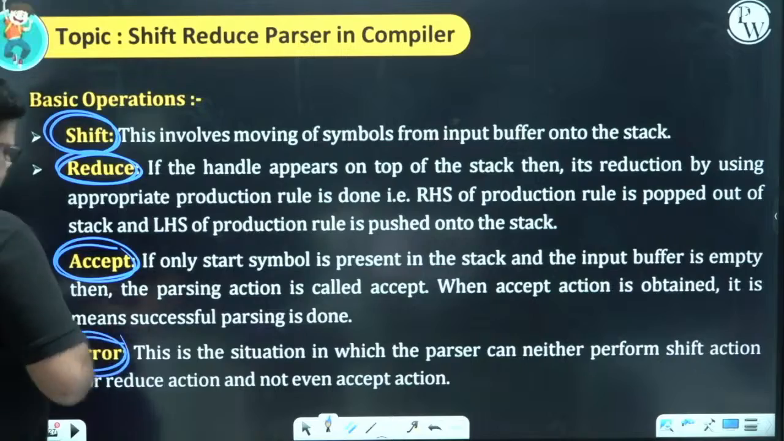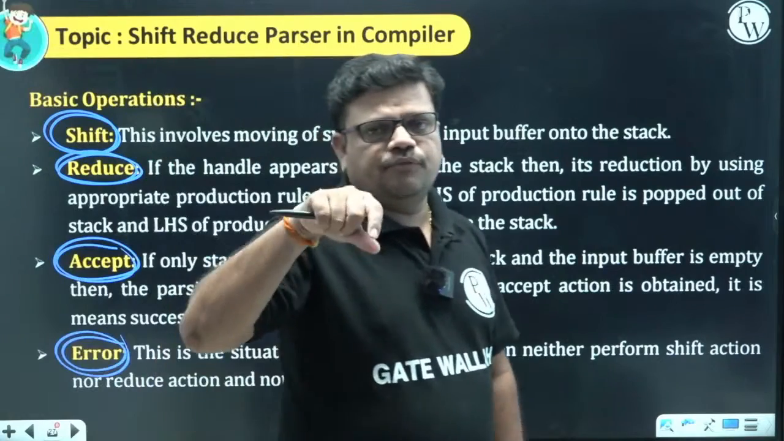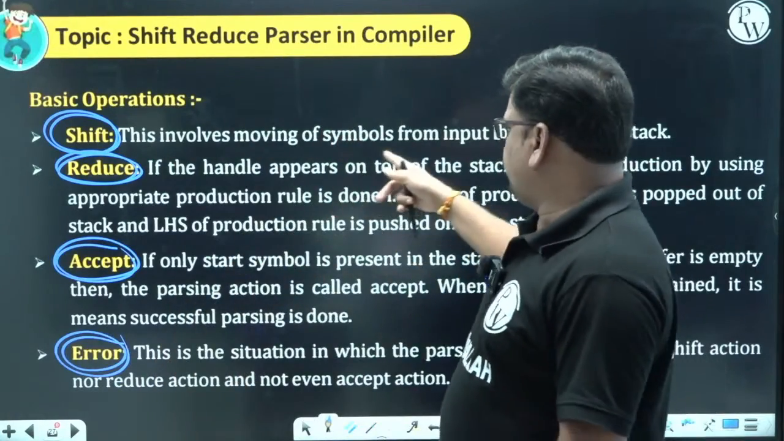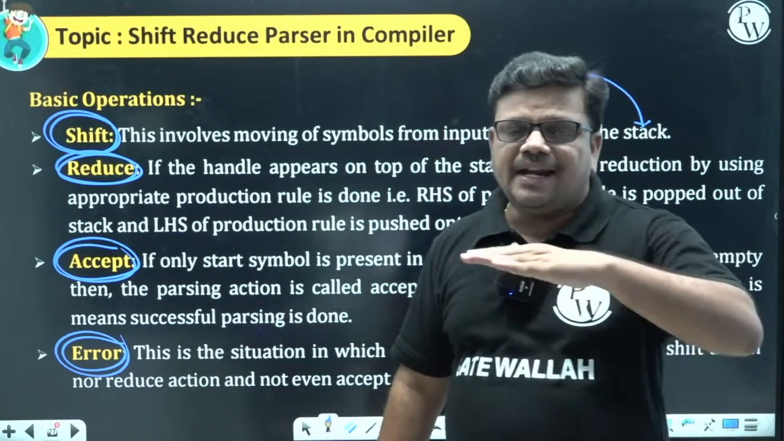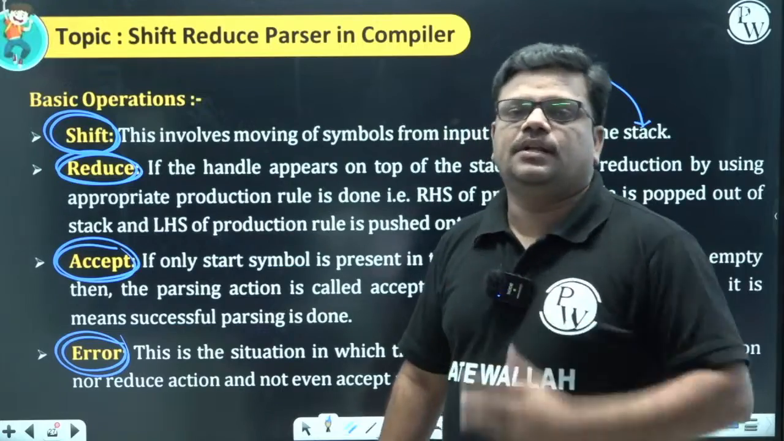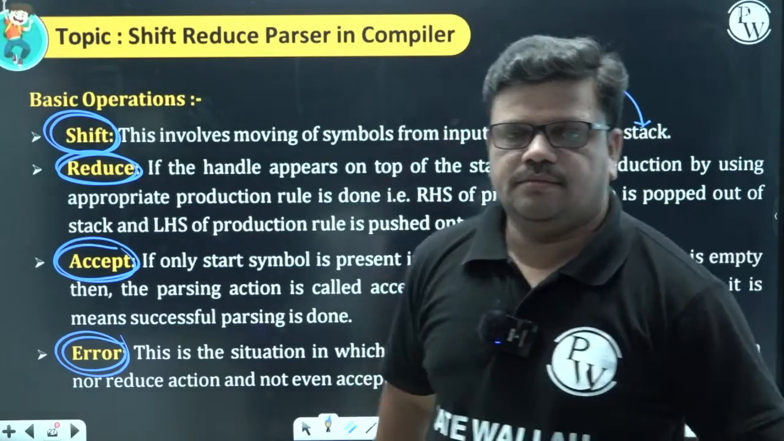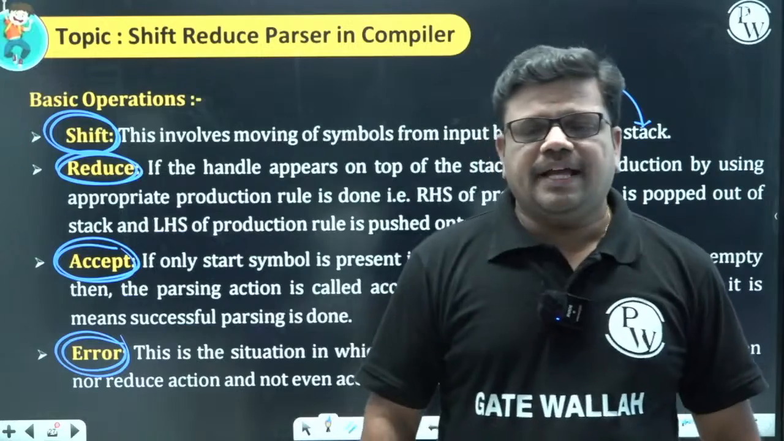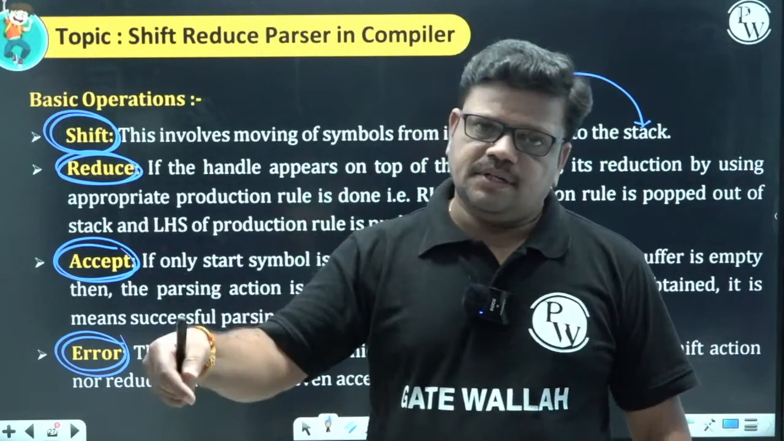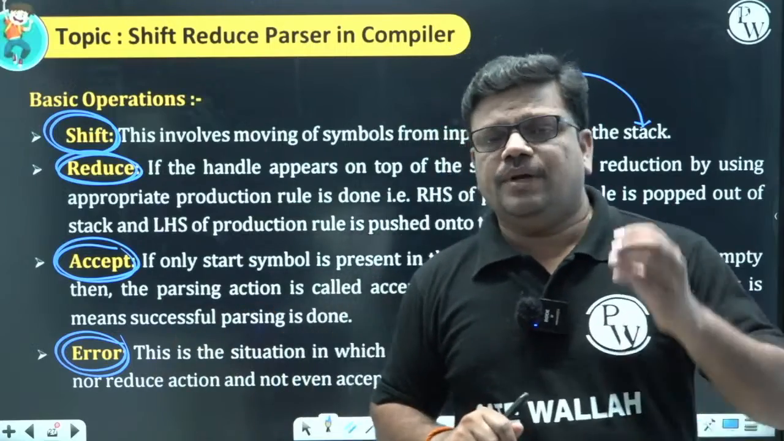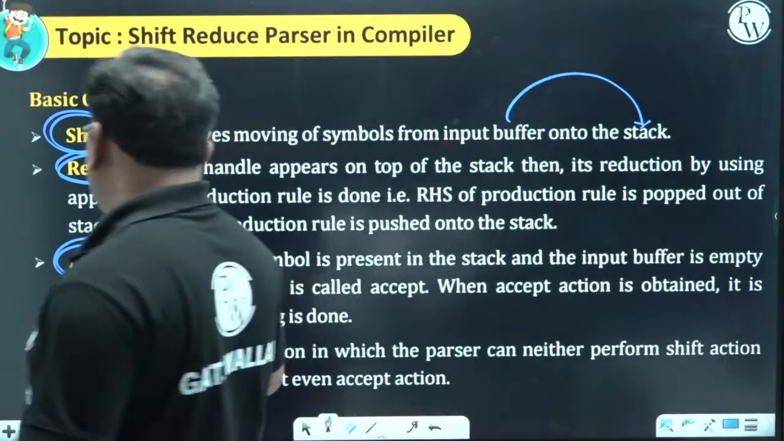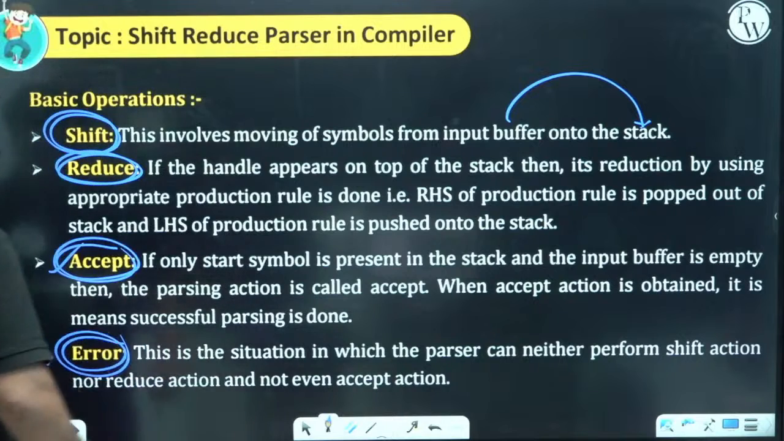We know the meaning of shift: moving symbols from input buffer into the stack. That is shift action. If a handle is detected, replaced by non-terminal, that is called reduce action. Majority of the actions are shift reduce actions. Shift, handle, reduce. Shift, there is a handle, reduce. Whenever parsing is successful, it is accept action; otherwise it is error action.